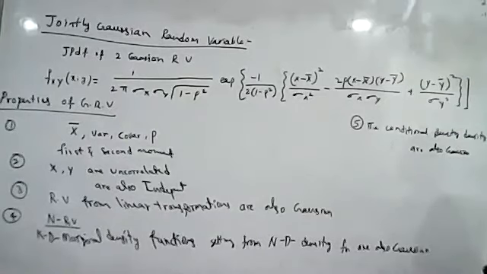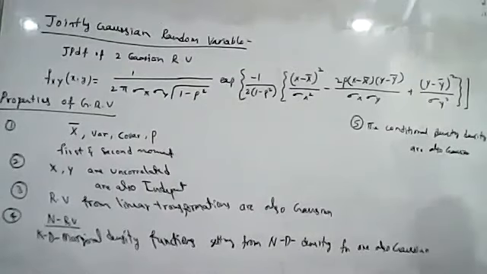What is the first property? The first property says that Gaussian random variables can be obtained from first and second order moments. That is, we need mean, variance, and correlation coefficient rho. To obtain rho, you require covariance also. The second property says that uncorrelated random variables are also independent. The third property says that the random variables obtained from linear transformation are also Gaussian. And the fourth property says that the k-dimensional marginal density functions obtained from the n-dimensional density function are also Gaussian.